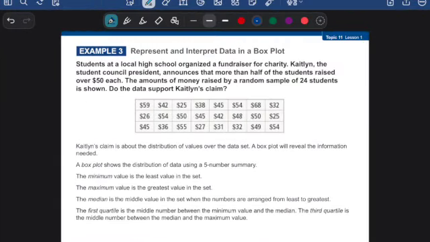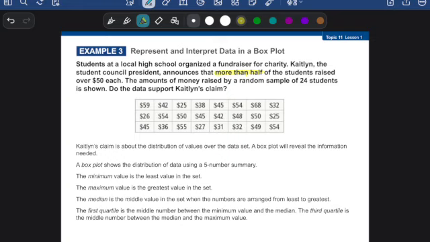Example 3, representing and interpreting data in a box plot. Students at a local high school organized a fundraiser for charity. Caitlin, the student council president, announces that more than half of the students raised over $50 each. So she's making this claim, more than half. So we're talking about percentages of total data. The amounts of money raised by a random sample of 24 students is shown. So here's her data. Here's the amounts that each of the 24 students have donated. She claims that the distribution is over 50. Most of the donations were over 50, and we can use a box plot to actually analyze if her claim is correct.